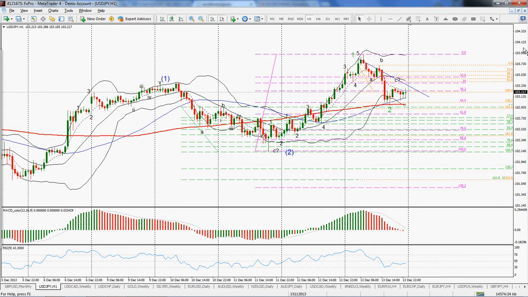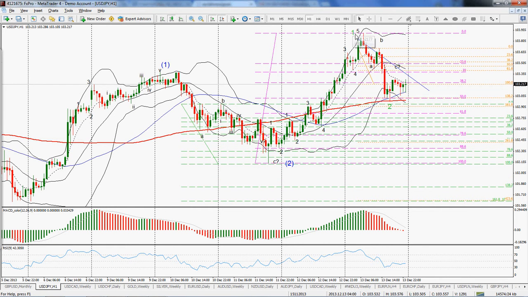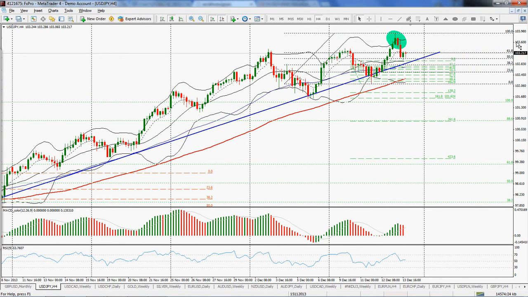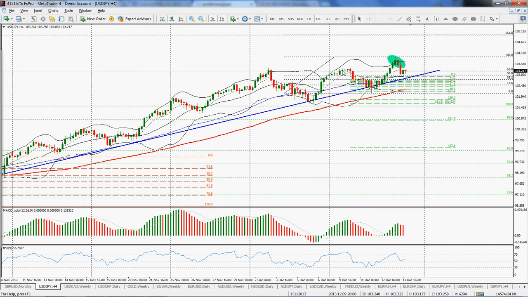Because should it be a third wave, the third wave should be longer than wave 1 was. Okay, and now it's on the 100. Let's assume it was 1 pip longer, so it could be a 3, but then the fourth wave went into the territory of wave 1. So it's not 1, 2, 3, 4, it's most probably 1, 2, 1, 2. Okay, so that's the point.